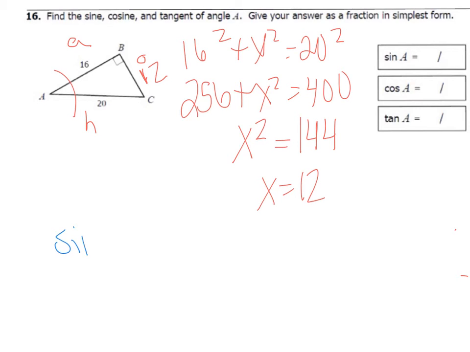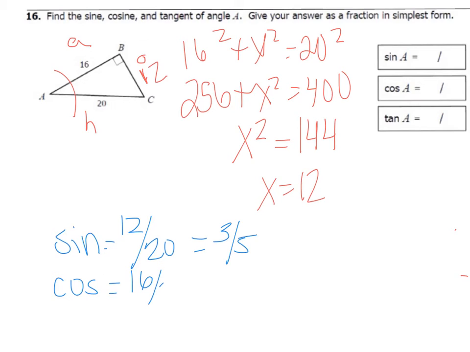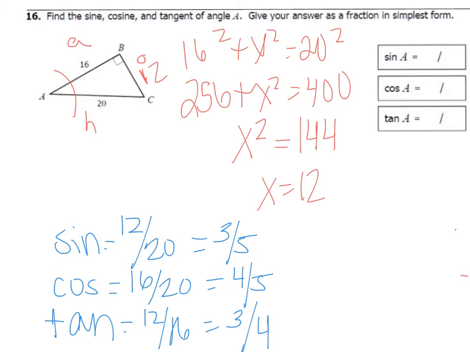In order to find the sine ratio, I'm going to write them at the bottom. Sine is O over H. In this case, that's 12 over 20. When you simplify, we get 3 over 5. The cosine is A over H. In this case, it's 16 over 20. When I simplify that fraction, we get 4 over 5. Finally, the tangent ratio is O over A, or 12 over 16, which is 3 over 4. Do make sure you simplify it if the directions say to do so.